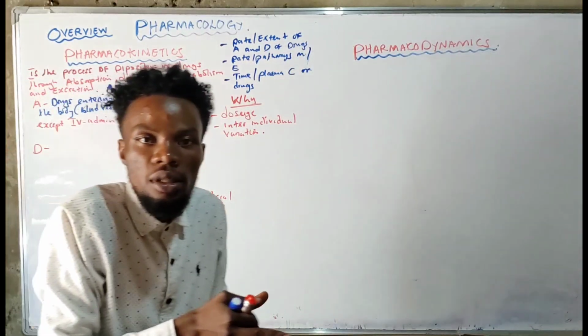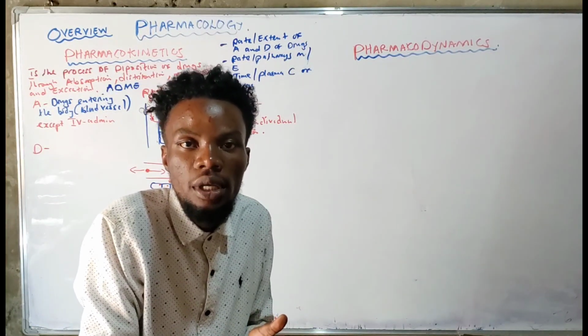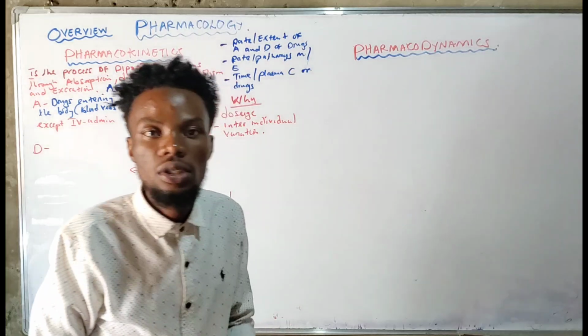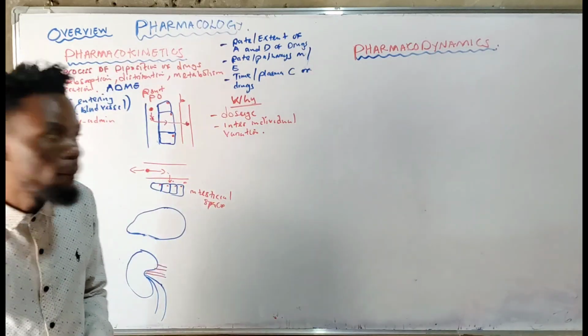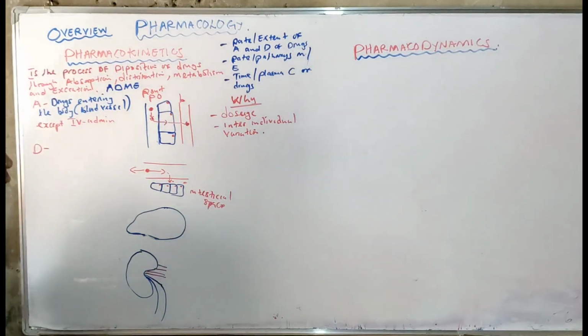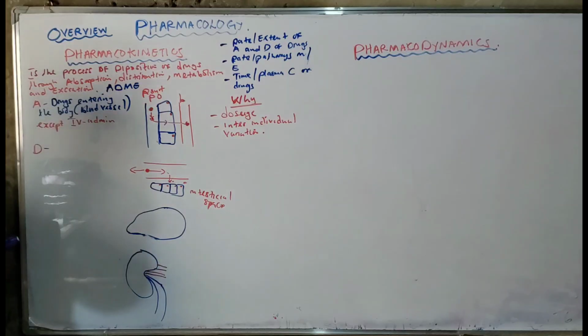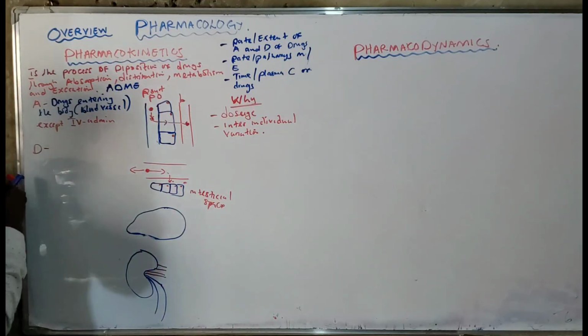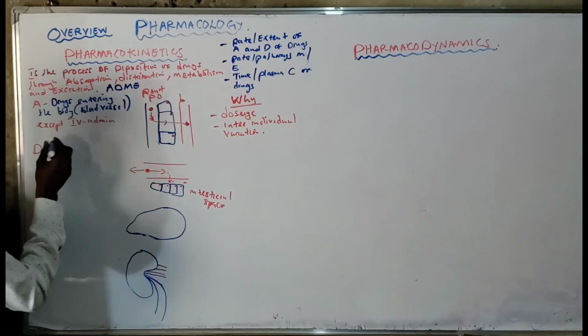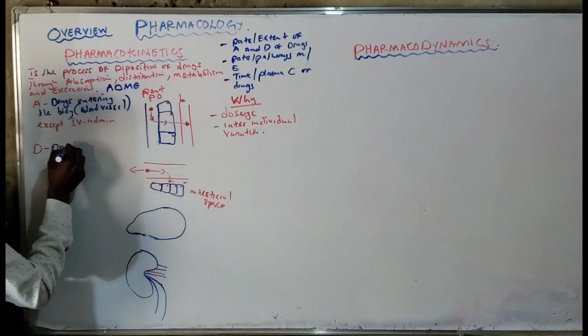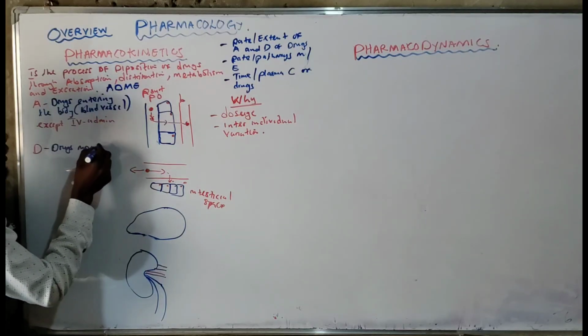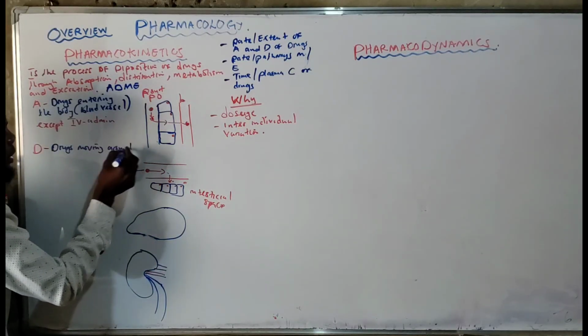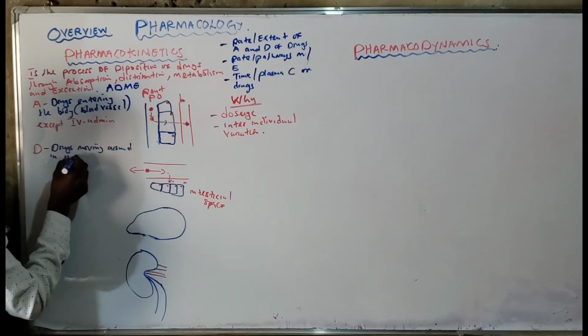Now distribution just ends from where the drug is moving around in the blood vessels and going out of the blood vessels, passing through different cell membranes, then going into the interstitial space. That's where distribution ends. Okay, so what are we saying about this? We're just saying drugs moving around in the body.